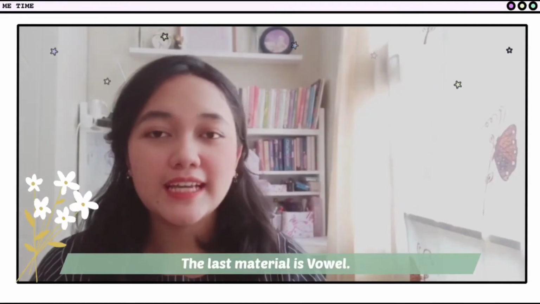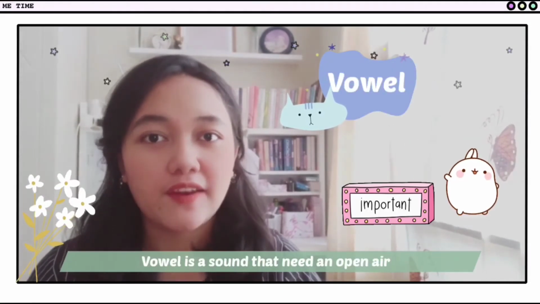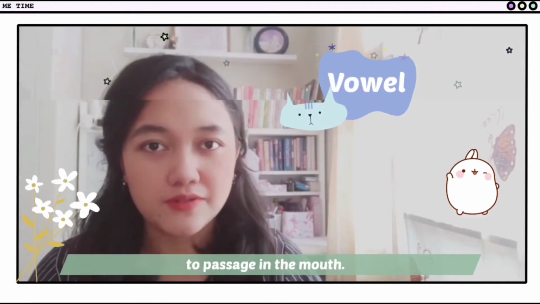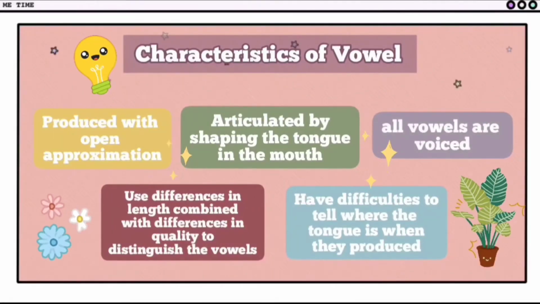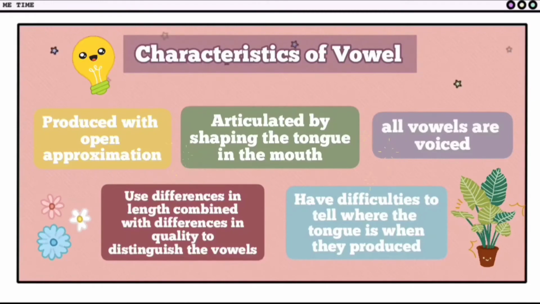The last material is vowel. What is a vowel? A vowel is a sound that needs an open air passage in the mouth. There are 5 characteristics of vowel. The important characteristics are: all vowels are voiced and produced with open approximation, articulated by shaping the tongue, use differences in length, and have difficulties telling where the tongue is.